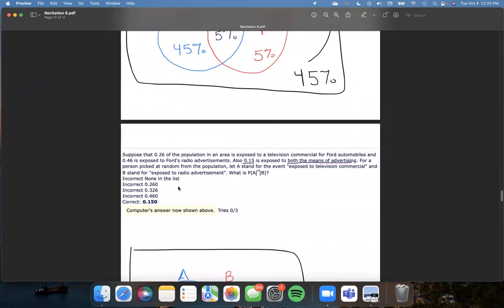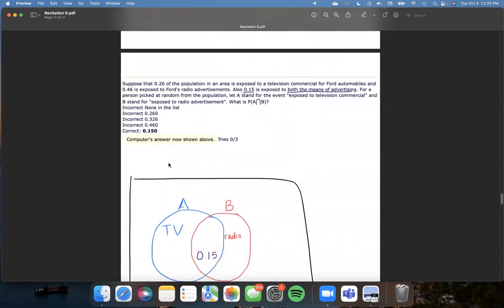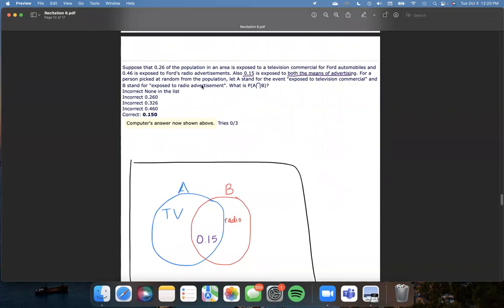Okay. Next, suppose that 26% of the population in an area is exposed to a television commercial for Ford automobiles, and 46% is exposed to Ford radio advertisements. Also, 15% is exposed to both means of advertising, so both TV and radio. For a person picked at random from the population, let A stand for the event exposed to television commercial and B stand for the event radio advertisement.